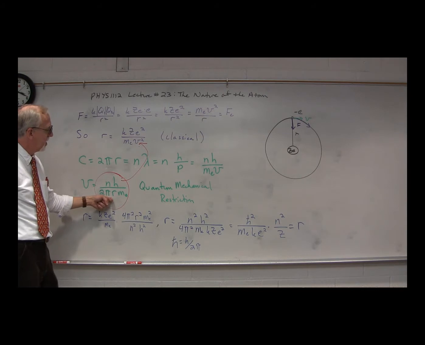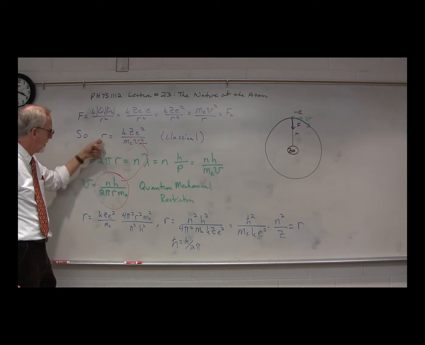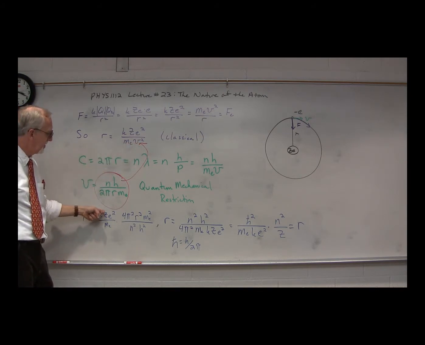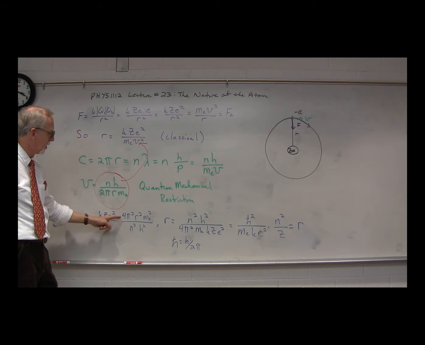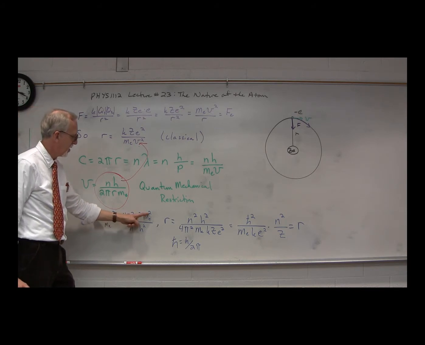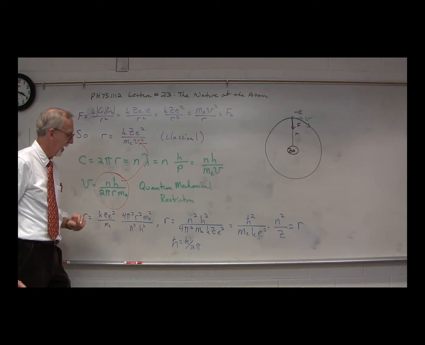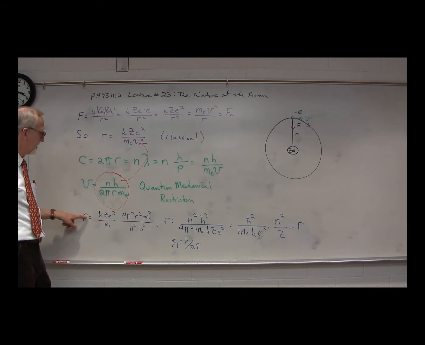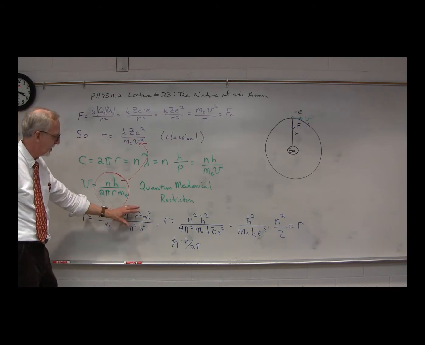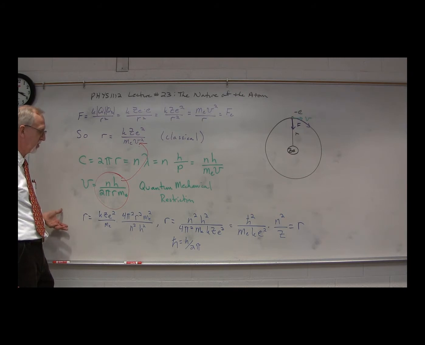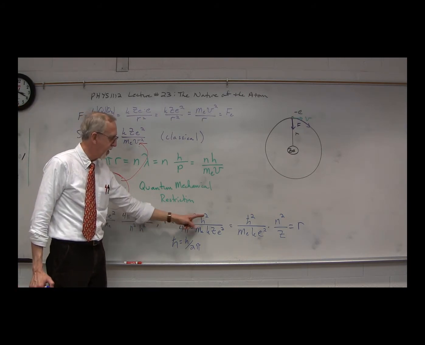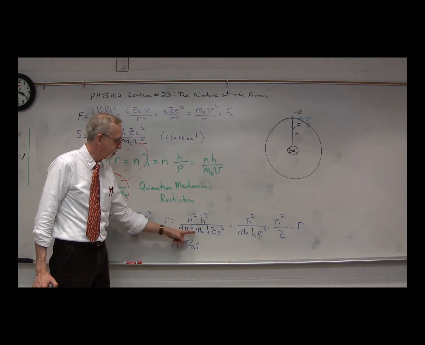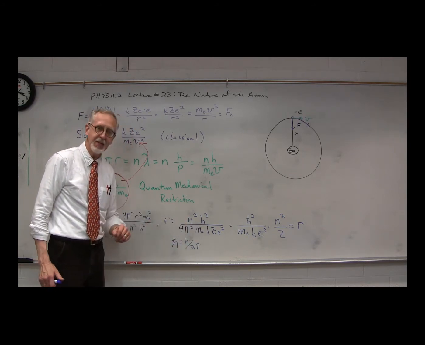Taking v and putting it up into here, we have then that r equals k z e squared over m_e times 1 over v squared. Taking this, flipping it upside down and squaring it, we get 4 pi squared r squared m_e squared over n squared h squared. Dividing both sides by r, one of the r's will cancel, and multiplying everything else to the other side upside down, we find r is equal to n squared h squared over 4 pi squared m_e k z e squared.